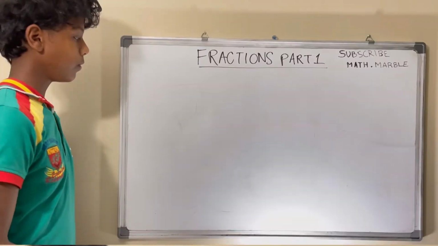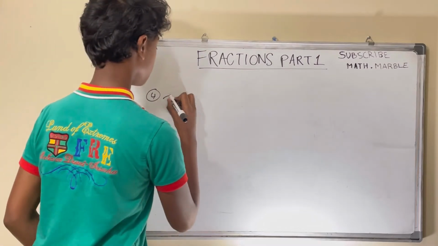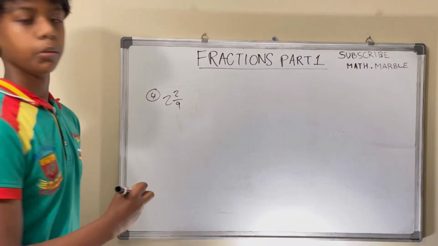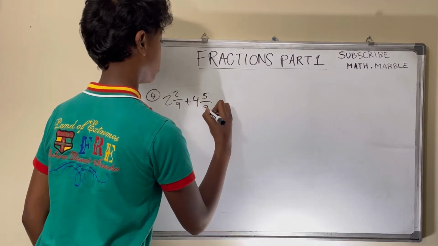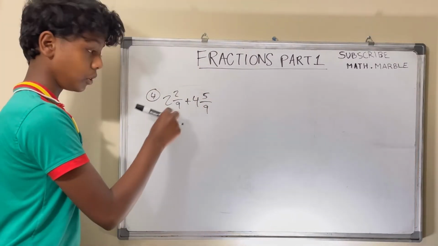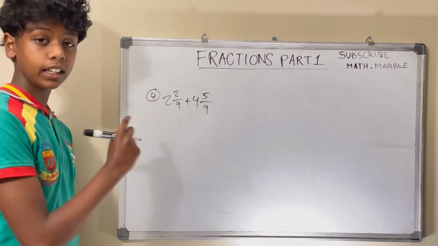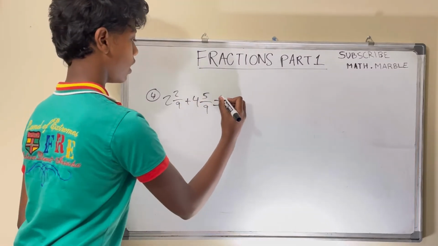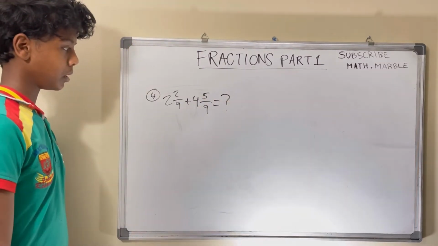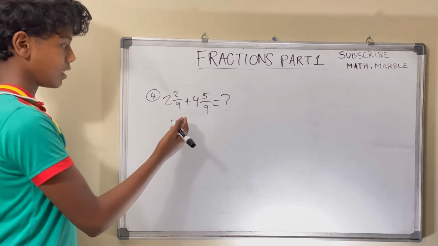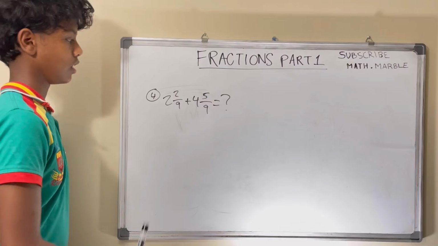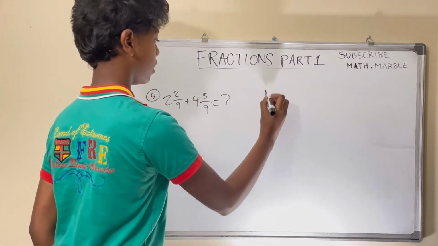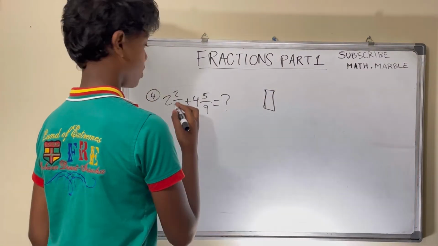Question 4. 2 2/9 plus 4 and 5/9. Wow, now we have two mixed numbers. We're adding two mixed numbers together to find a whole sum. So there's 2, 4, and there's a fraction. So 2 chocolate bars, and there's 2 ninths of a chocolate.